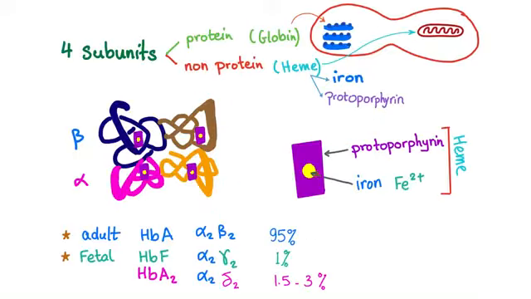In the previous video, we talked about hemoglobin. 4 subunits, 2 alpha and 2 beta. Those are the protein subunits, the alpha and beta, plus the heme component, which consists of protoporphyrin and iron. So the hemoglobin has 4 globin subunits, 2 alpha and 2 beta, and heme groups, also 4 of them.